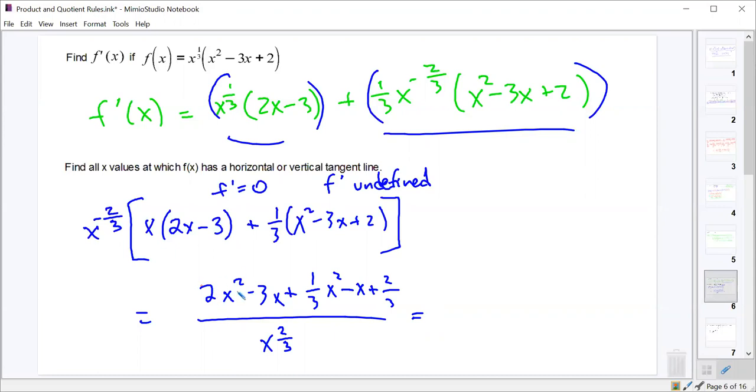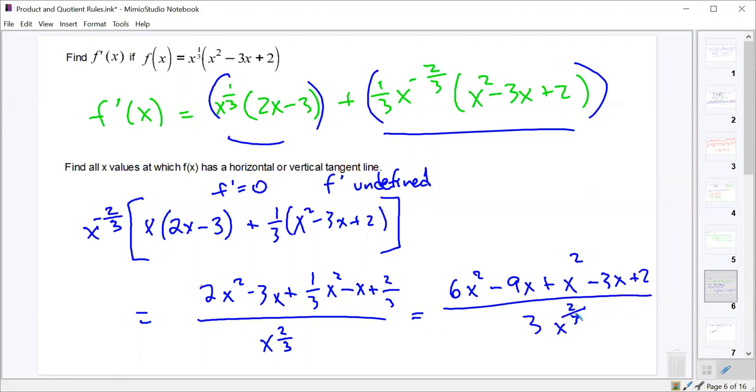So if I multiply 2x squared by 3 over 3, I'm going to end up with a 6x squared in my numerator. If I multiply the minus 3x by 3 over 3, I'm going to get minus 9x in the numerator. This one doesn't need to be multiplied by 3 over 3 because it's already got the 3 in the denominator. This will become a minus 3x and a plus 2, and then that 3 can go to the denominator with the x to the 2/3. Everybody good with that? Yep. Okay. We'll combine our like terms.